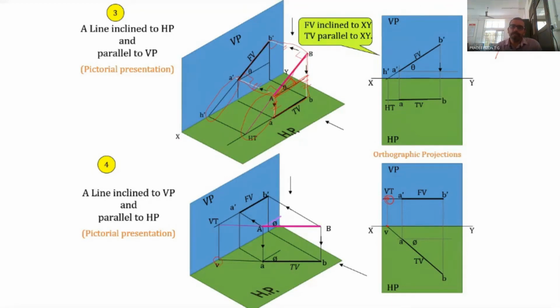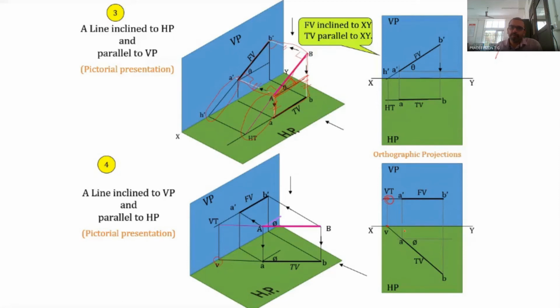Consider these two conditions, these two figures. H dash, a dash and b dash both lie in the same straight line. It is an inclined line, and this particular line makes an angle of theta with the XY line in this particular condition. This particular condition is when the line is parallel to VP. But in all the cases, H dash, a dash and b dash will be lying in the same line, and HT, a and b, the top view of a and b as well as HT, will be lying in the same line. And in this case, it is a horizontal line.